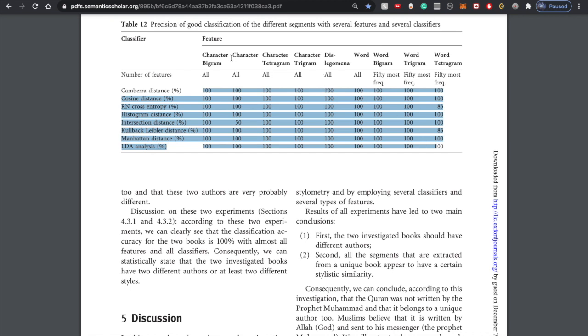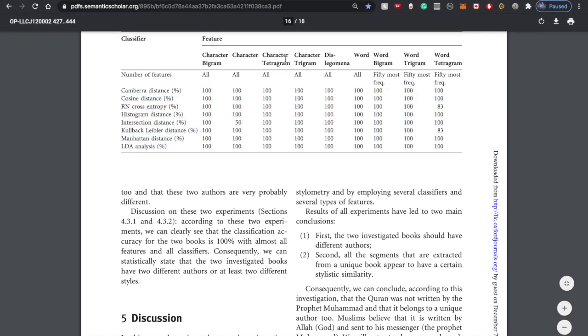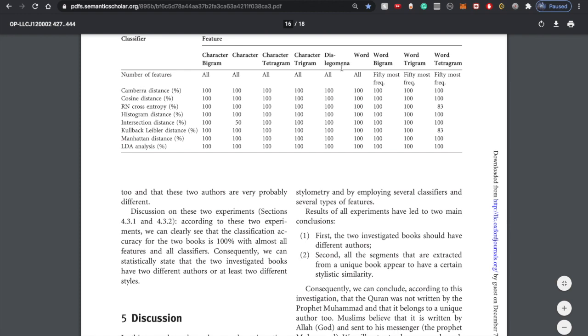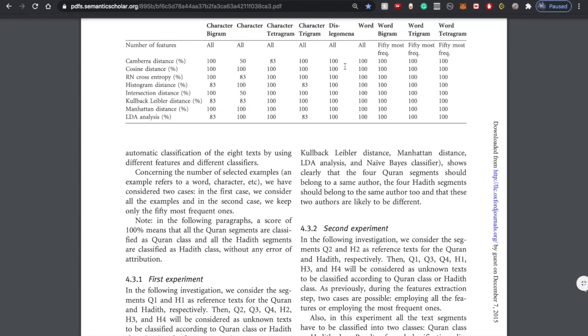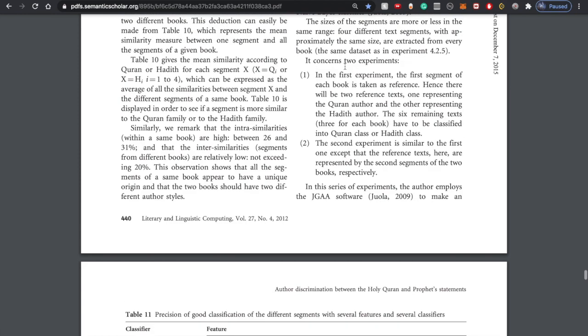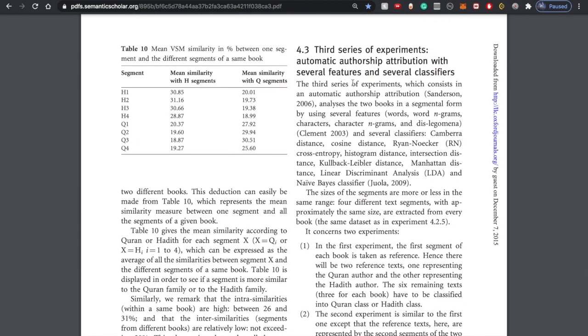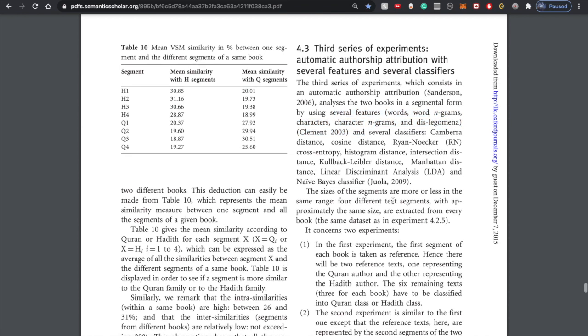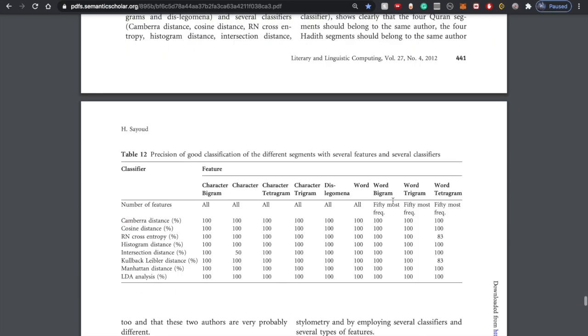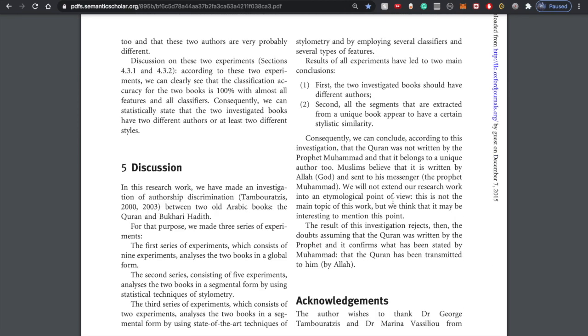So again, different tests were done: bigram, tetragram, trigram, legomena, whatever that is. Let's just look at some of the tests that they employed here. So, using several features: words, word n-grams, characters, character n-grams, and legomena; several classifiers: Canberra distance, cosine distance, and so on. You can read about that if you want, but whatever.